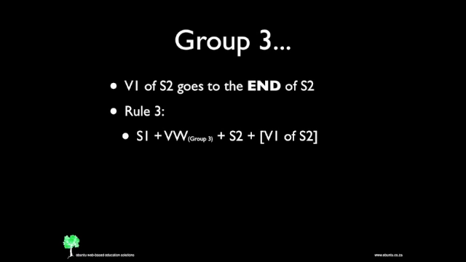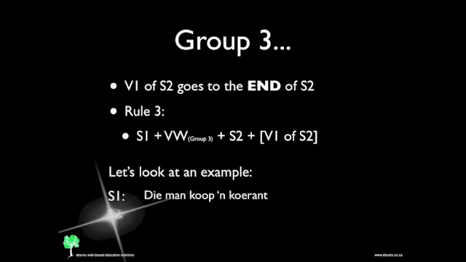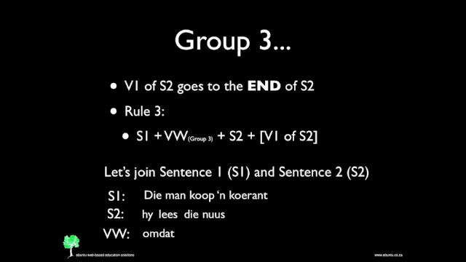When we're looking at an example, again, I'm going to use the same sentences. Sentence 1, die man koop 'n koerant, the man buys a newspaper. Sentence 2, hy lees die nuus, he reads the news, and your conjunction there is omdat, which means because. When you join the two using a group 3 conjunction, as I am in this case, verb 1 needs to move to the end of sentence 2.